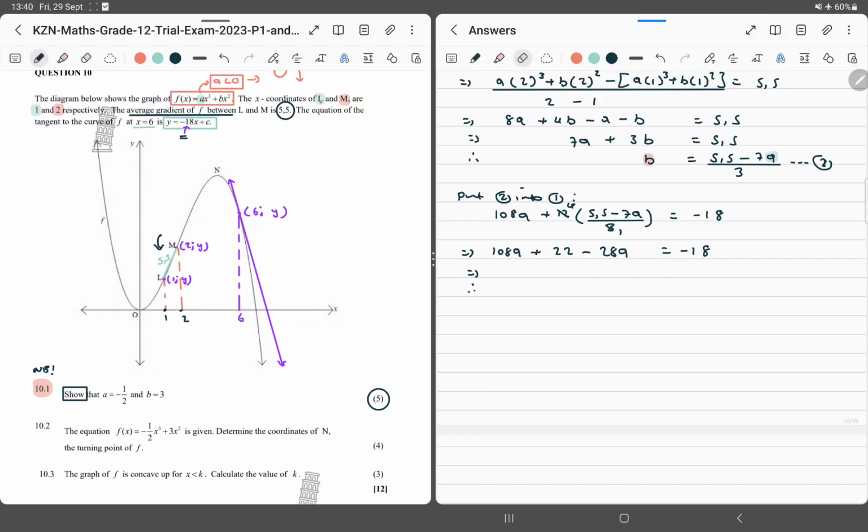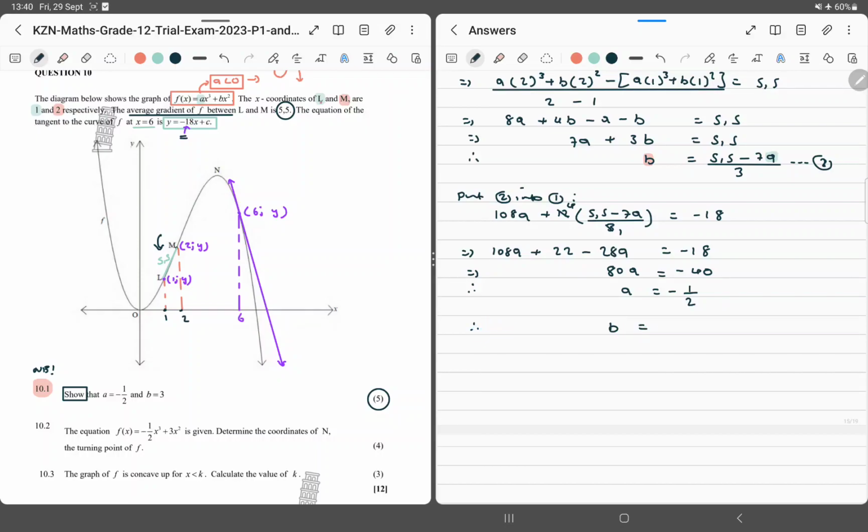So this is 108 minus 28. 108 minus 28 gives us 80a equals minus 40. All right. Okay. It seems like it's going to work. Therefore, a is going to be minus a half. So that is correct.